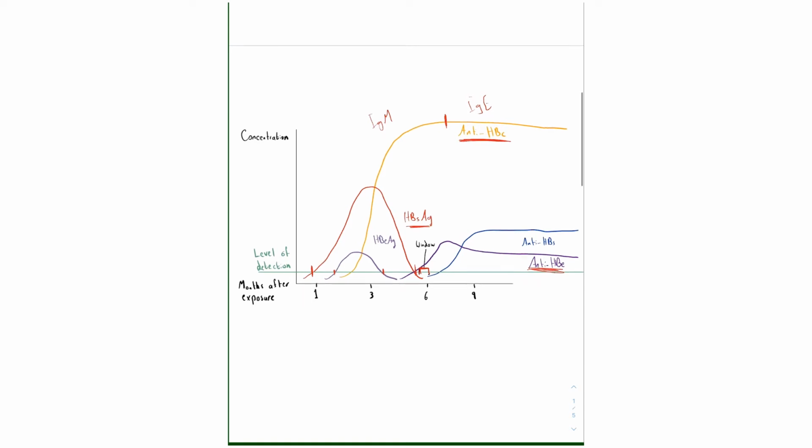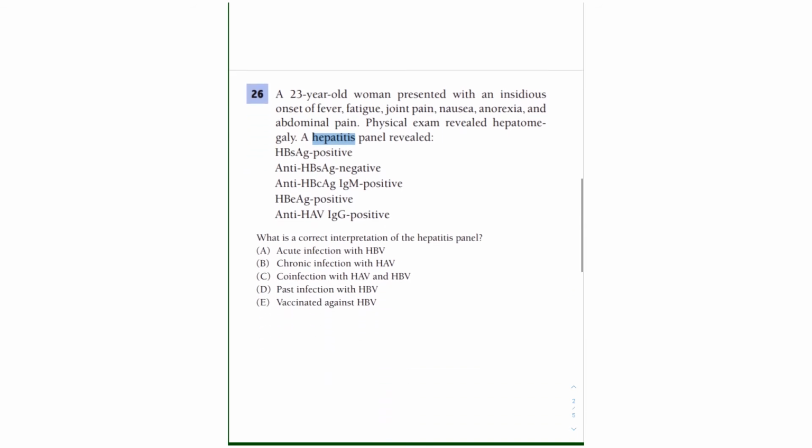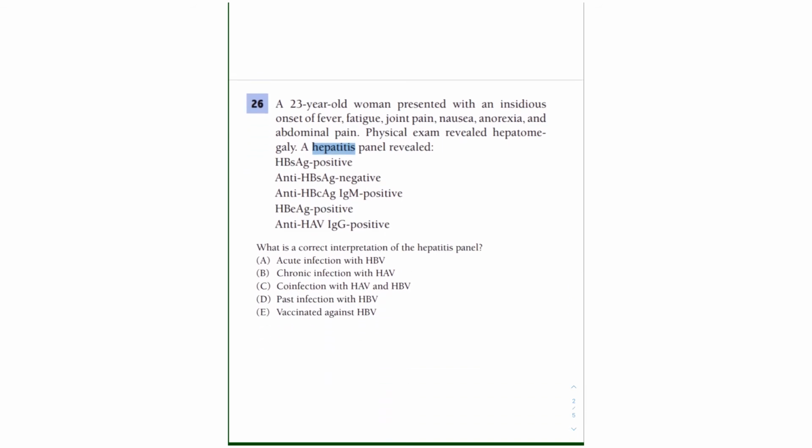Okay, so let's look at a few examples of some questions you might see. So this woman comes in with hepatitis-like symptoms, and they order a hepatitis panel for her. So right off the bat, you can see here that the surface antigen is positive. This means that the person has an active infection of hepatitis B. This should be the first clue to knowing what the status of the patient is. Okay, so whenever you see the surface antigen is present, this means it's an active infection.